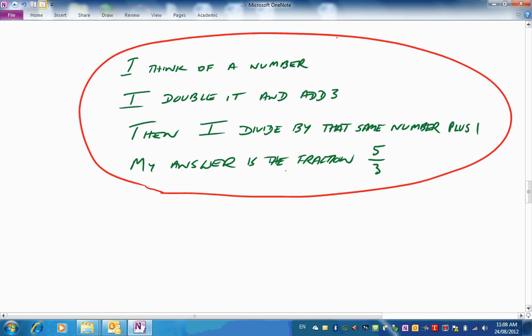I think of a number, not that again. I double it and add 3. Then I divide by that same number plus 1. Oh, this is getting complicated. And my answer is the fraction 5 over 3. Do you want to have a go? Let's see what we can do with it.